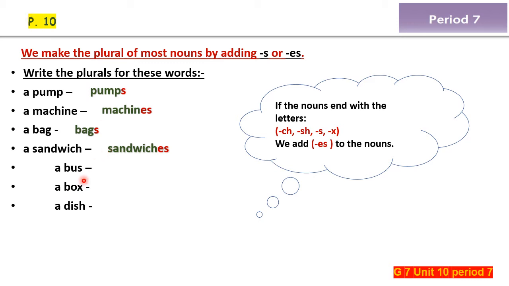The plural of a bus is buses. Why did we add es here? Because bus ends with s. The plural of a box is boxes. And finally, the plural of a dish is dishes.